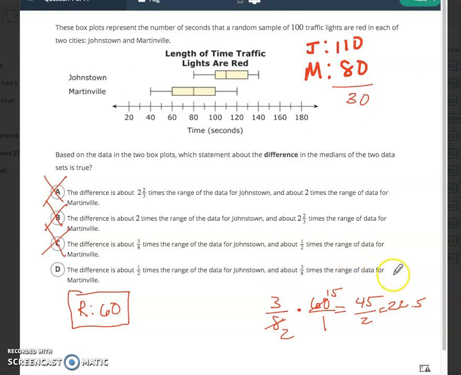So the difference in the medians is 30, which is 1/2 that of 60. And about 3/8 times the range of the data for Martinville. So let's look at Martinville. We never had to do Martinville because all the other ones for Johnstown weren't right. So Martinville is from 120 to 40. That's a difference of 80. Okay, so now the question is, the range for Martinville is 80. So is 30 3/8 of 80? And it is, because if you just reduce 30 over 80, you get 3/8. So therefore, D is the correct answer.